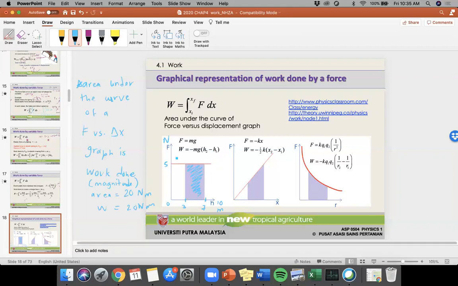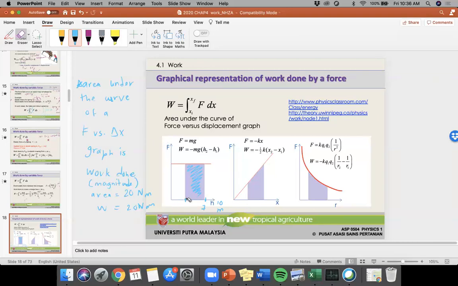Okay, is this clear? Clear. Okay, so this is for a constant force. Force is constant. With increasing height, the force remains at 5. So that is F equals 5. Whether the height is 7, or 3, or 10, or 0, F remains 5. So that is when your F is constant. It's a straight line.